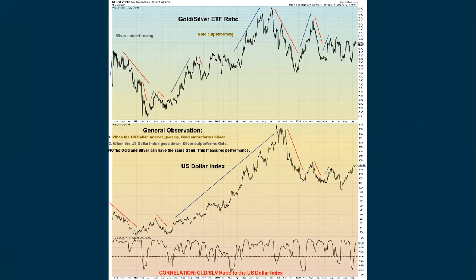We look at the gold to silver ratio on top, and then we compare that with the US dollar index, and some generalizations that we can make. When the US dollar index is going up, like we're seeing over here where I'm highlighting, gold tends to outperform silver. When this is going down, silver tends to outperform gold. But please be aware that they could both be in uptrends. Gold and silver could be going higher, and one could be outperforming the other. That's also true if they're both going down. We also look at the bottom to see that the correlation between the top chart and the middle chart is quite strong now after it had been out of balance there for a bit.